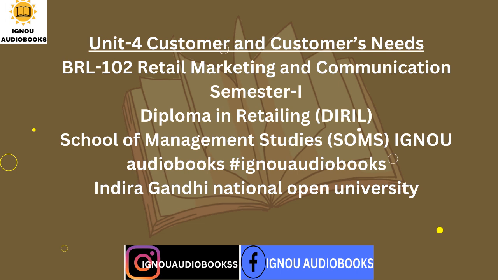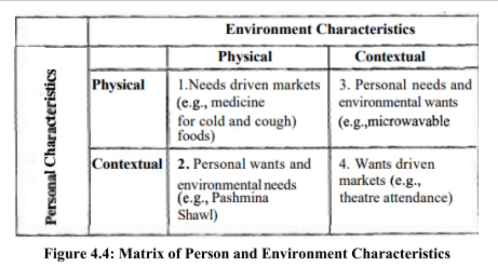We can summarize all these determinants of needs and wants in the table given in Figure 4.5 as the impact of need and want determinants. Let us consider the impact of need and want determinants. This can be easily explained by the following matrix. The matrix explains two parameters, namely personal and environmental characteristics. In both characteristics, physical and contextual meanings have been discussed.